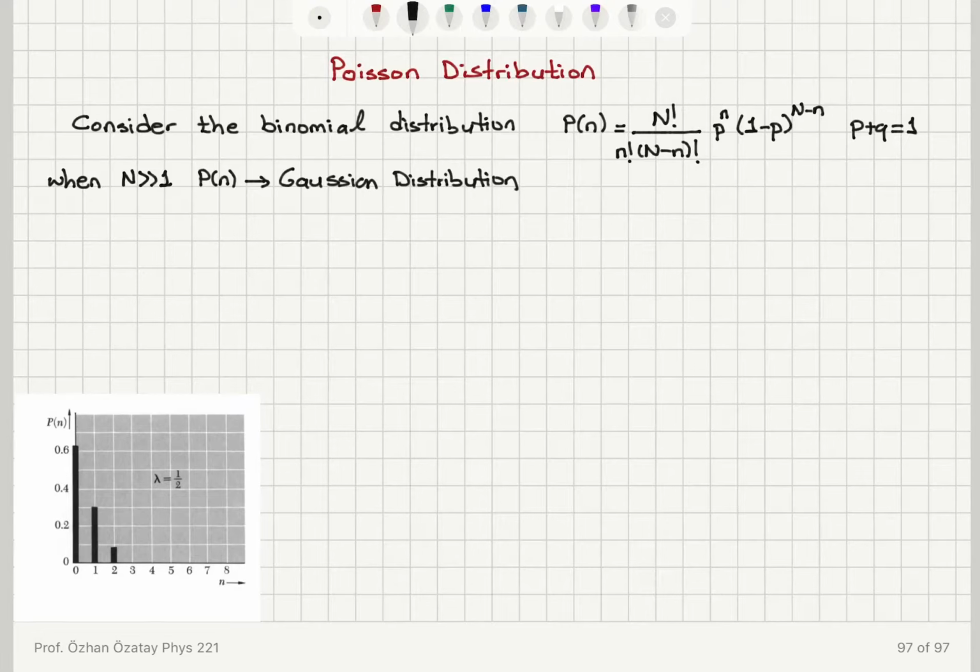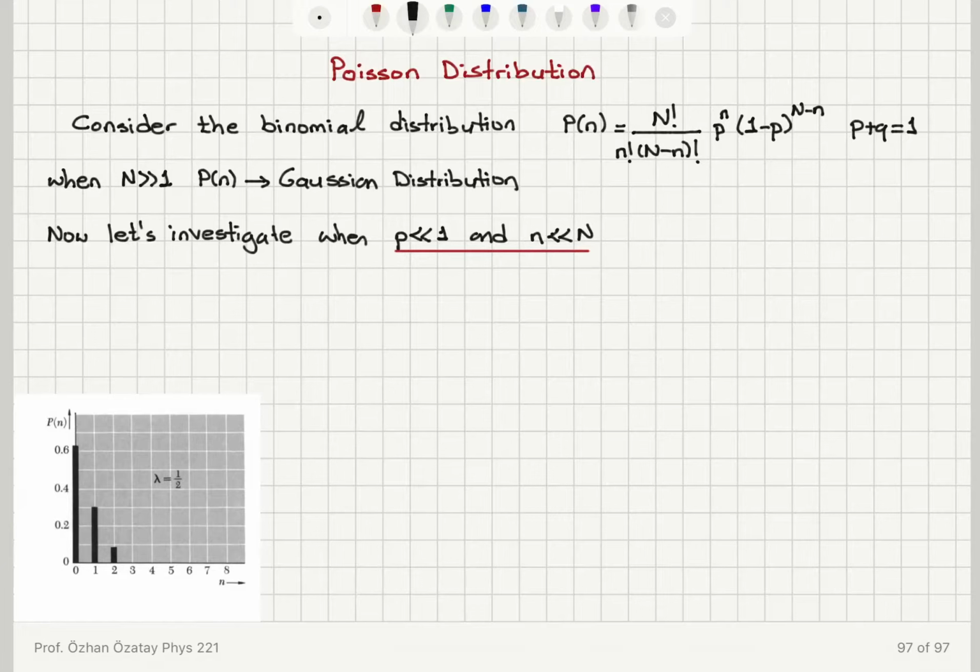And now we're going to investigate the limit. So let's say now we're going to investigate what happens if p is small, p is much less than 1, and we're looking at n much less than capital N. So we're looking at this limit.